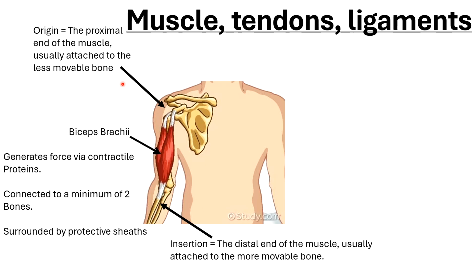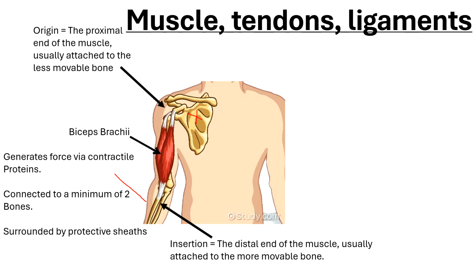In the origin, the proximal end, so the end closer to the point of attachment, will be usually attached to the less movable bone. So we know that the bicep moves the ulna or radius, I'm not sure what this is, so it moves the arm this direction. It does not actually move the scapula, so this is the less movable bone.